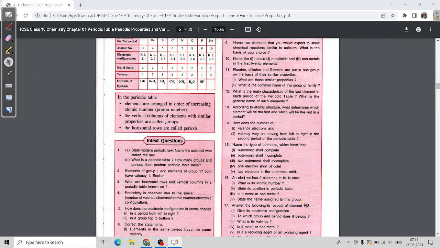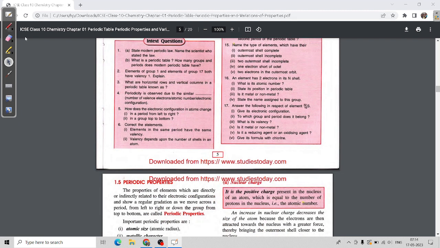Then next is the 16th question. An element has two electrons in its N shell. Two electrons in its N shell means K, L, M, N, the Nth shell has two electrons. So what is its atomic number? Questions like this come mainly in the board exam. Now let me explain with the help of the whiteboard.